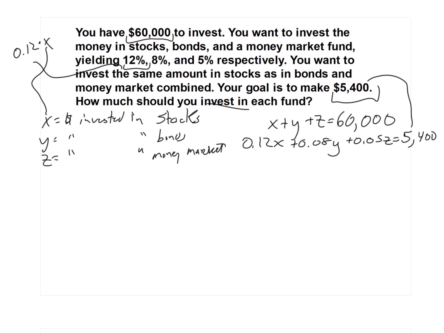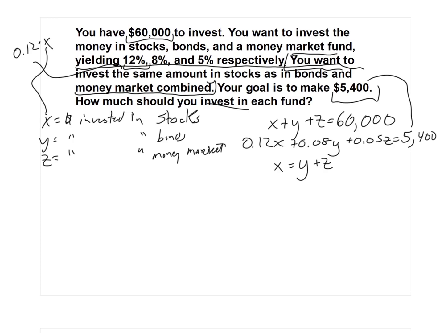Okay, again, I've only got 2 equations. I need 3 equations, so I have one sentence in there that's got to give me something about how much I invested in each one compared to the other. So it says you want to invest the same amount in stocks as you did in bonds and market combined. So stocks X equals the amount of money that you put in Y and Z combined.